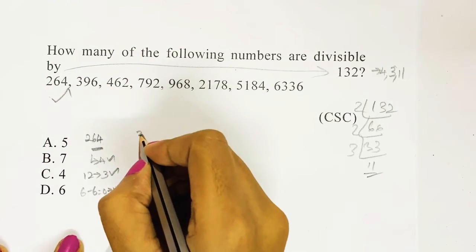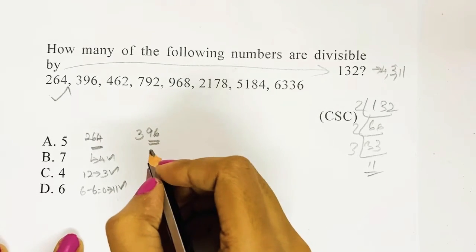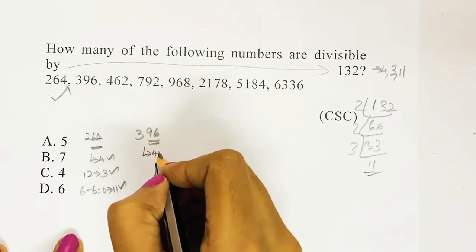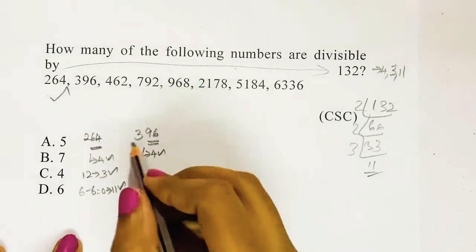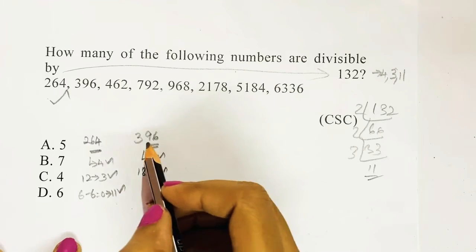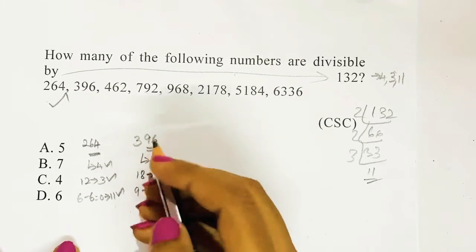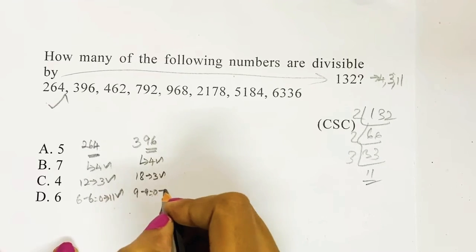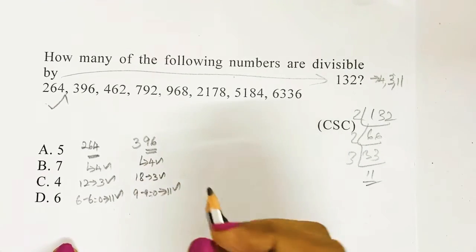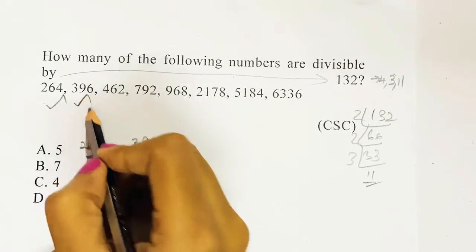The next number is 396. The last 2 digits are 96. So this number is divisible by 4. The summation of the digits is 18. So this number is divisible by 3. The sum of the digits in odd places is 9 minus the sum of the digits in even places, 9, equals 0, which makes it divisible by 11. As this number is divisible by 4, 3 and 11, this number is divisible by 132.